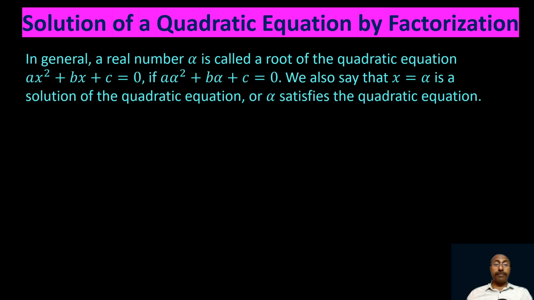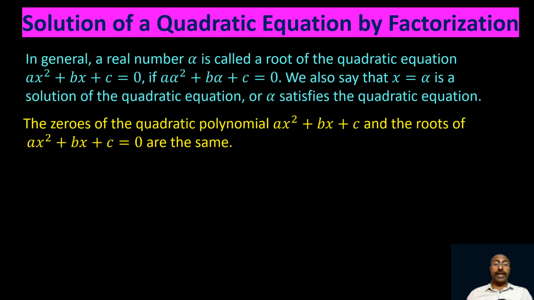In the previous chapter, polynomials, we learned that the quadratic polynomial ax² + bx + c has at most 2 zeros. The zeros of the quadratic polynomial ax² + bx + c and the roots of ax² + bx + c = 0 are the same. So we learned how to find the zeros of a quadratic polynomial of the form ax² + bx + c, and here we have to notice that the zeros of the quadratic polynomial and the roots of ax² + bx + c = 0 are the same.